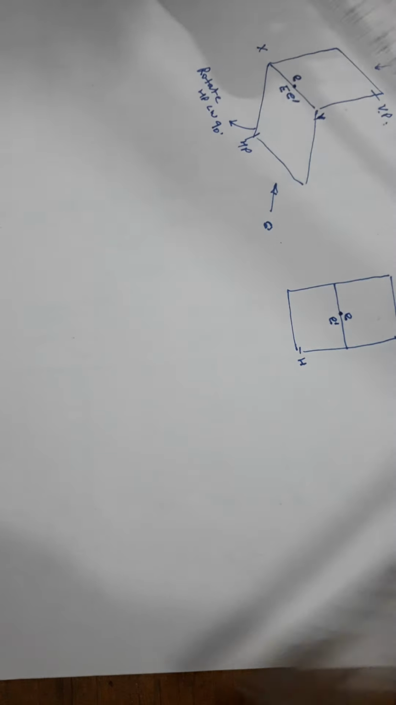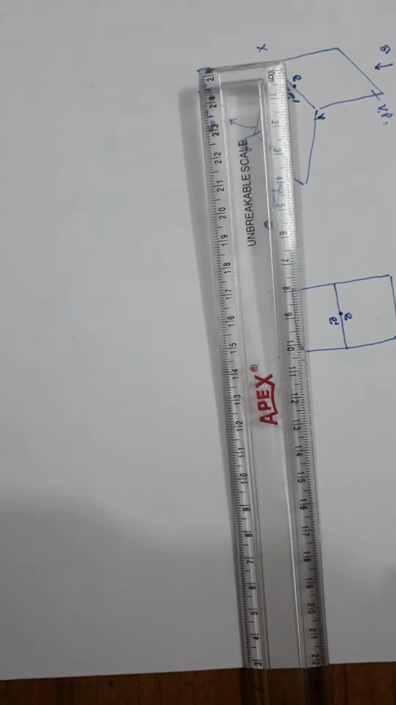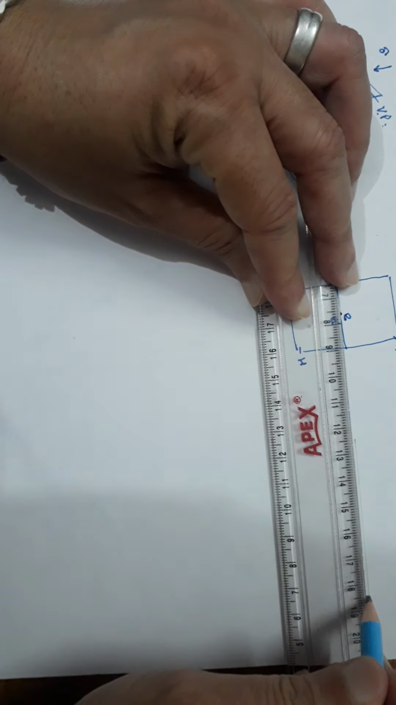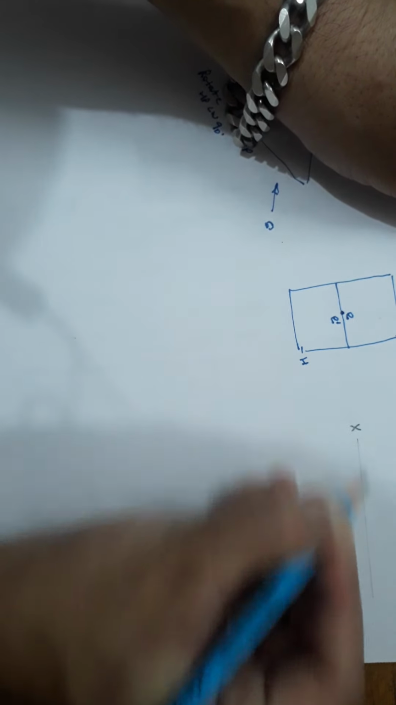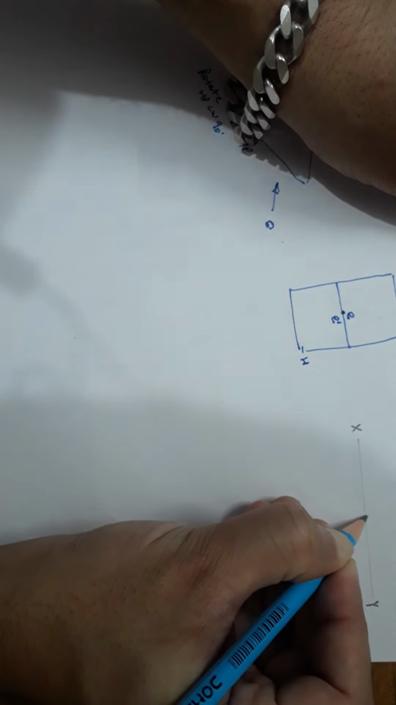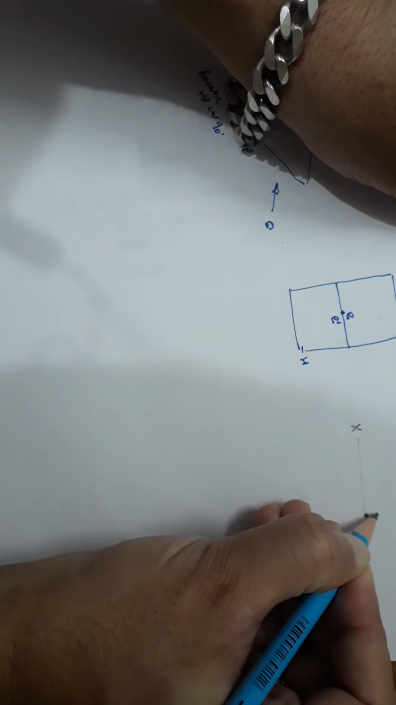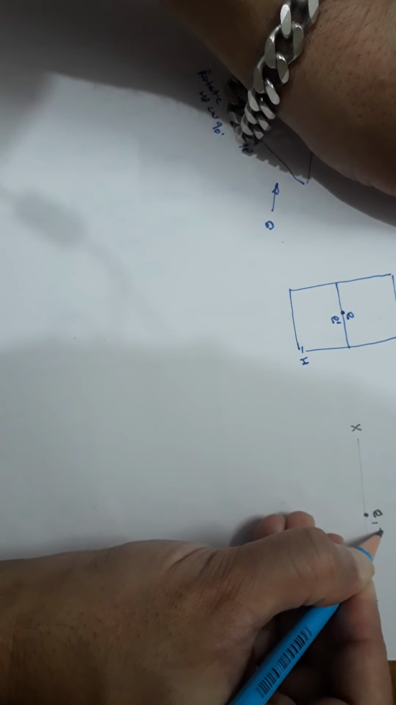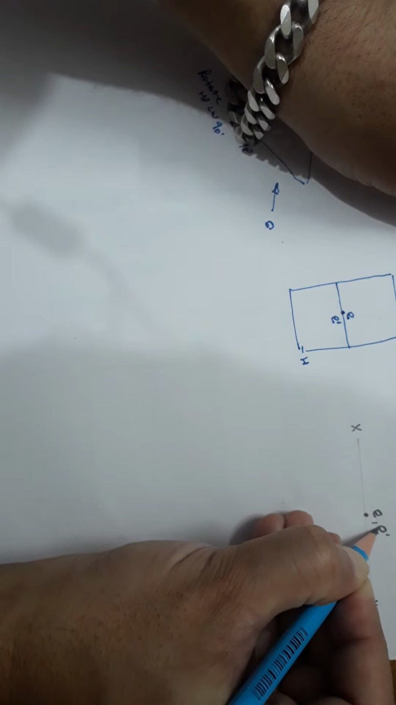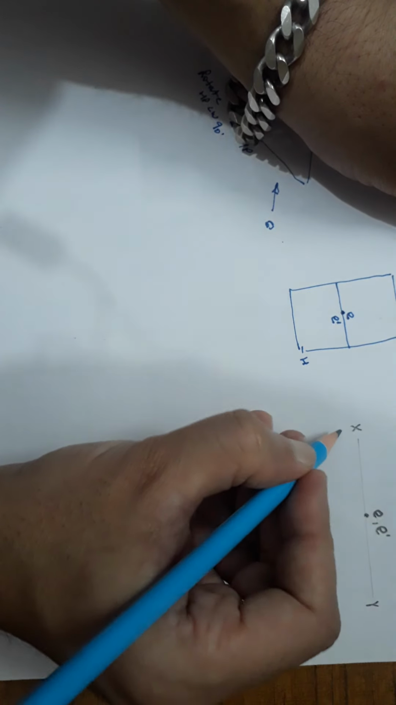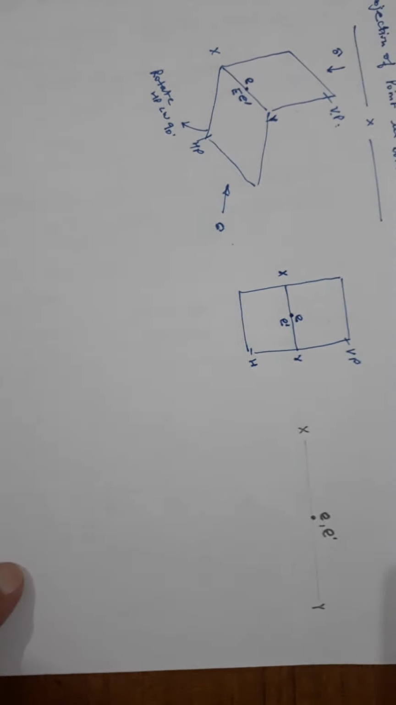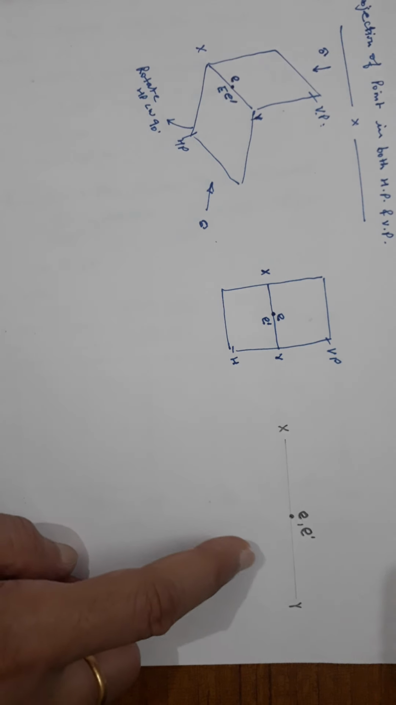And how to show it on your sheet, I will show you. Just draw the XY line. Okay, so this is the XY line. This is the point E. You can show E, comma, E dash. You have to write as per the standard. Okay, so this is the XY line. And this is the projection of the point when the point is in both HP and VP.